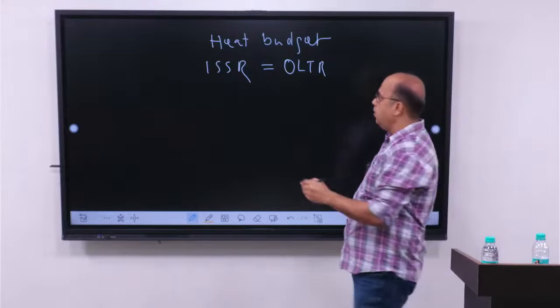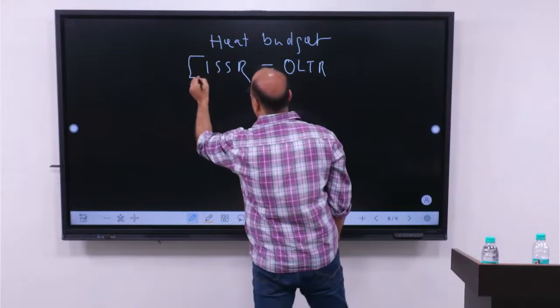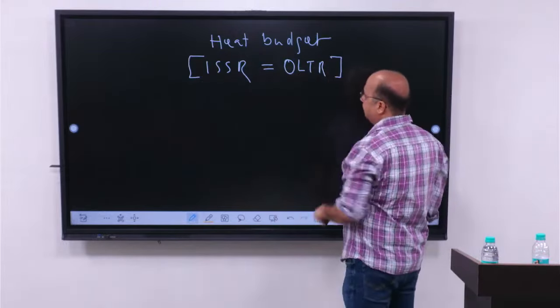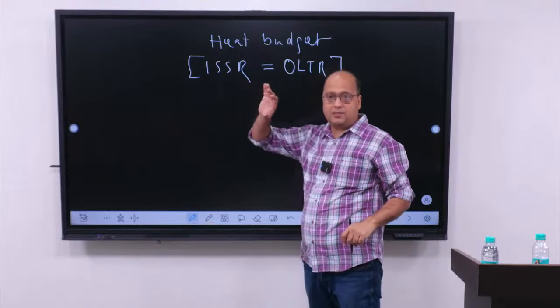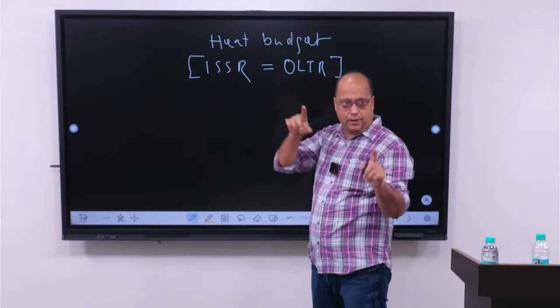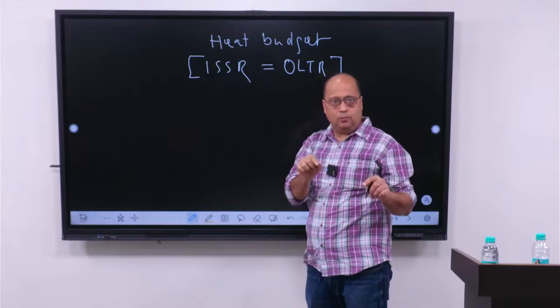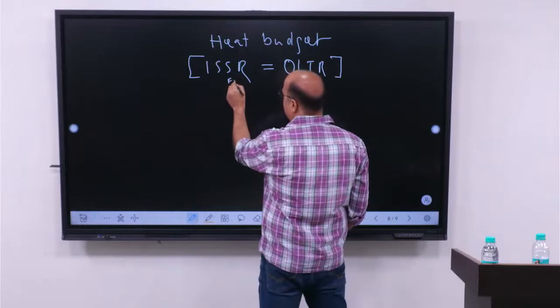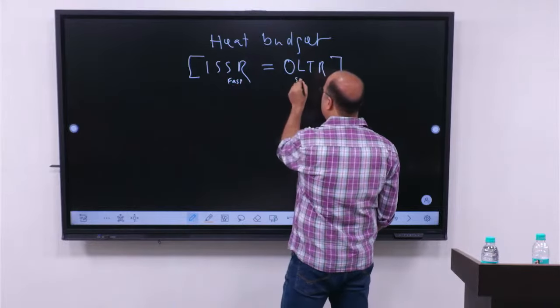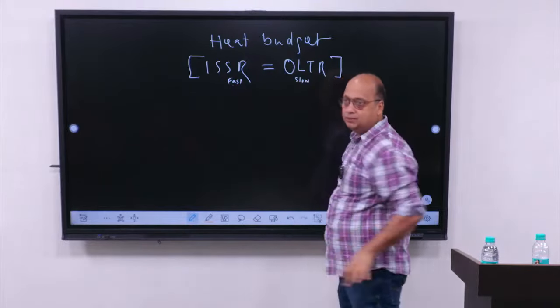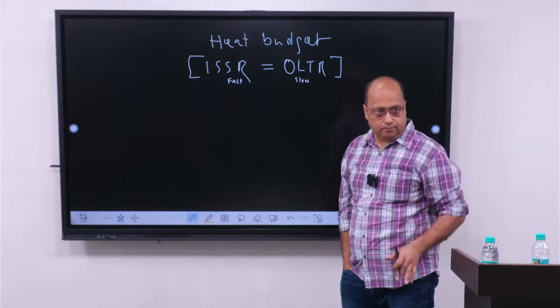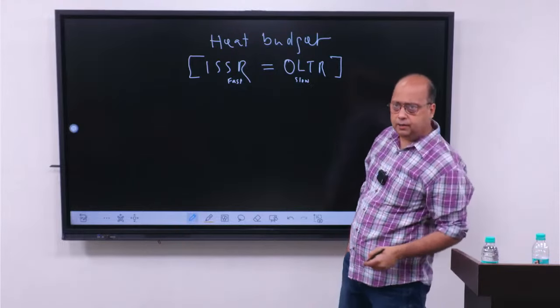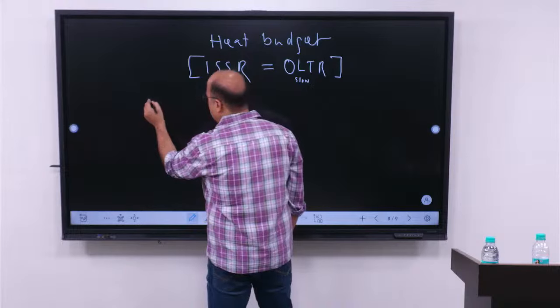Okay? That is how we are going to see how it happened. And we have seen already that incoming is fast, outgoing is slow. So even though incoming is fast and outgoing is slow, it got balanced. How it got balanced, we'll see.